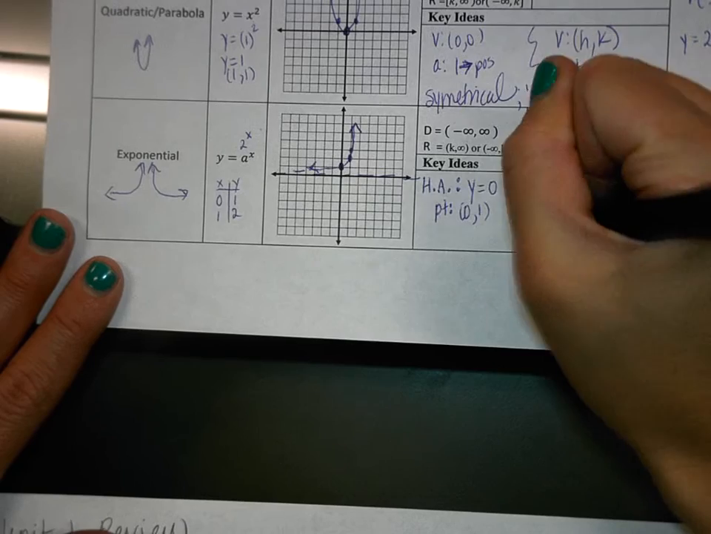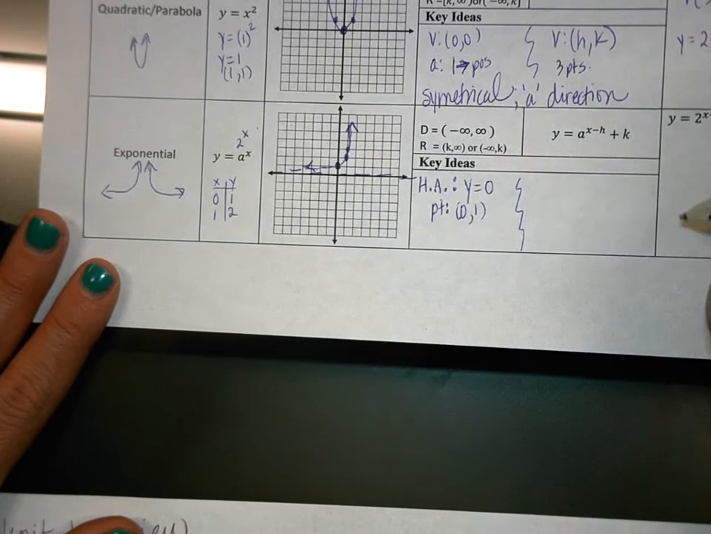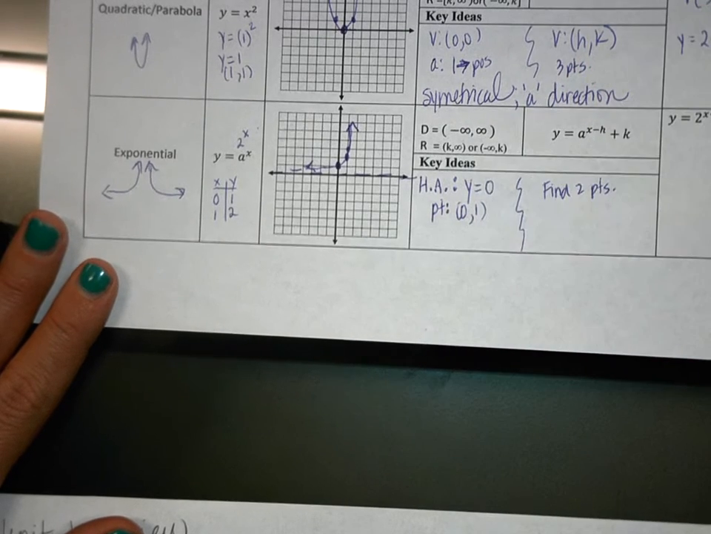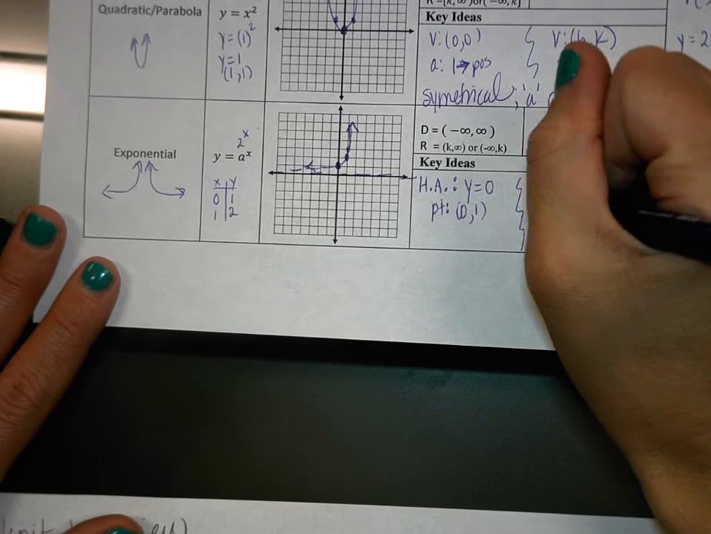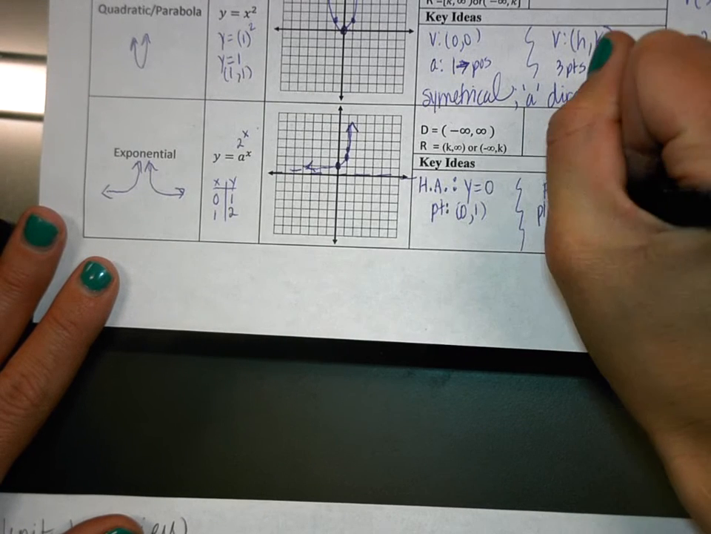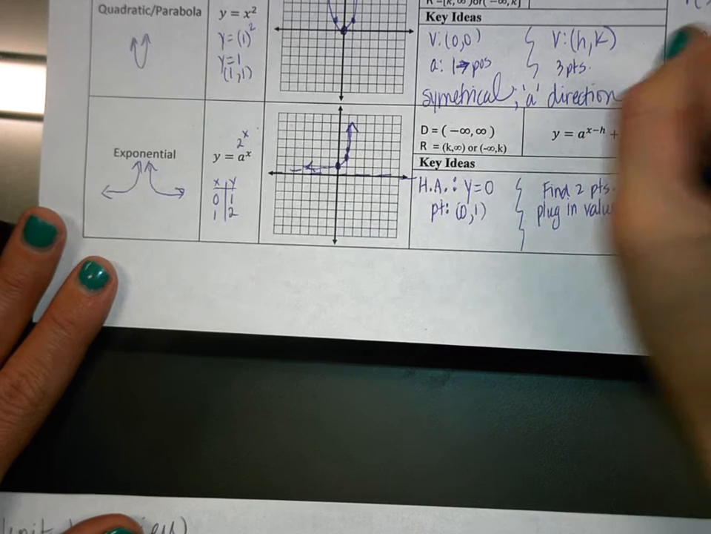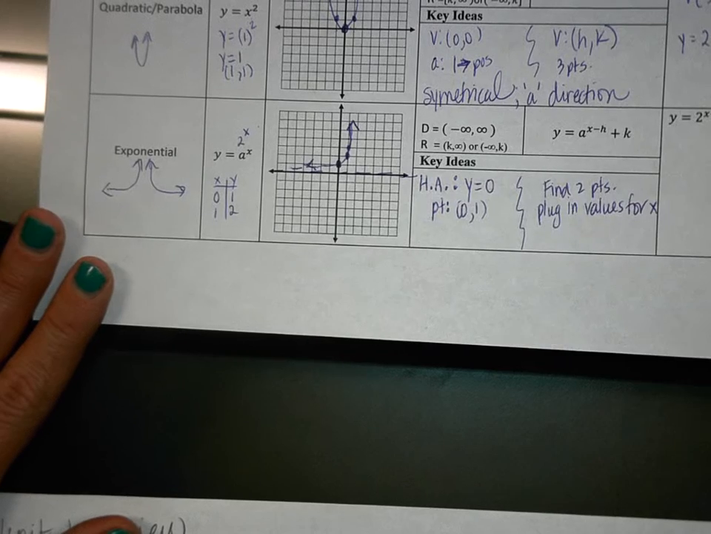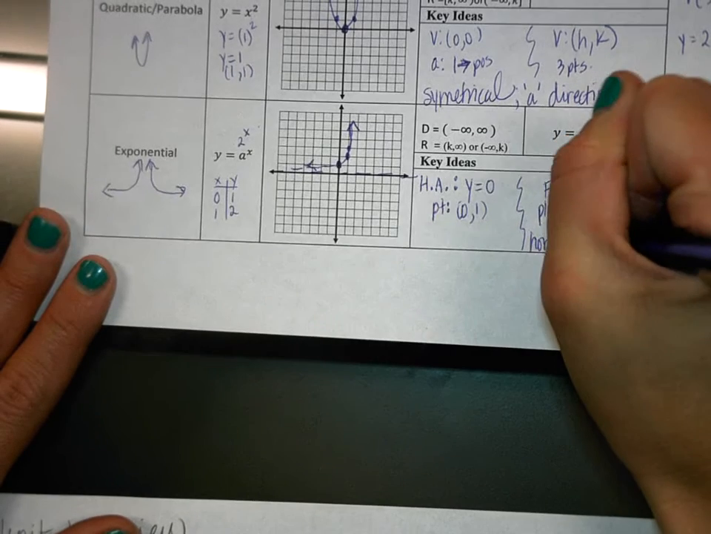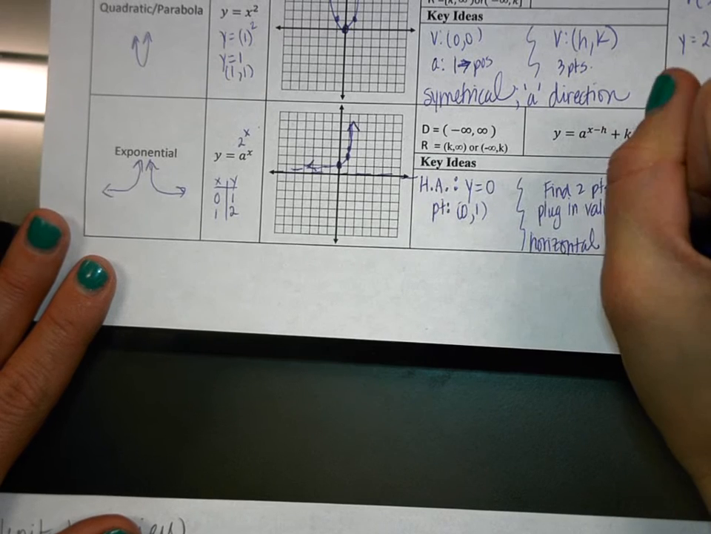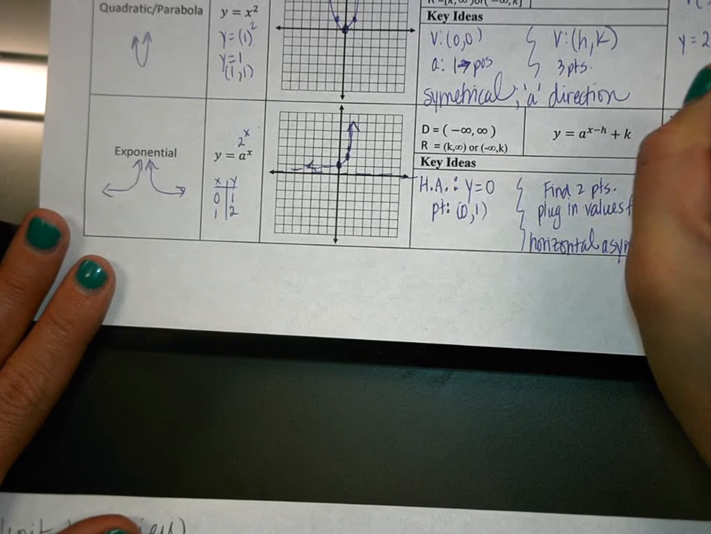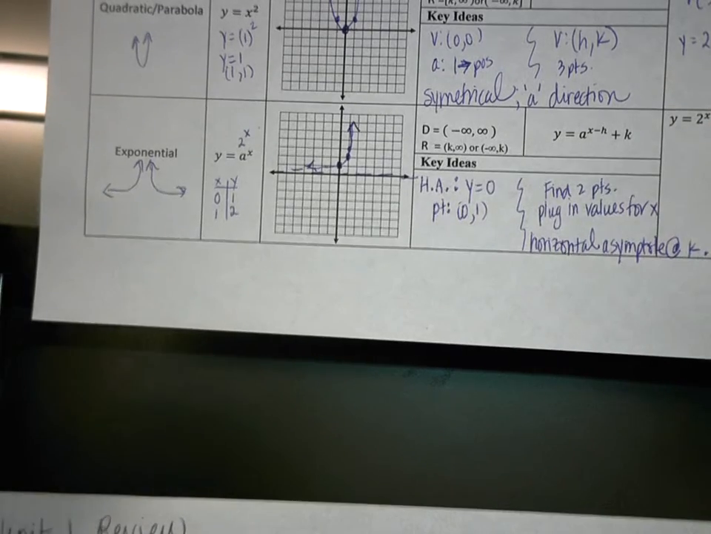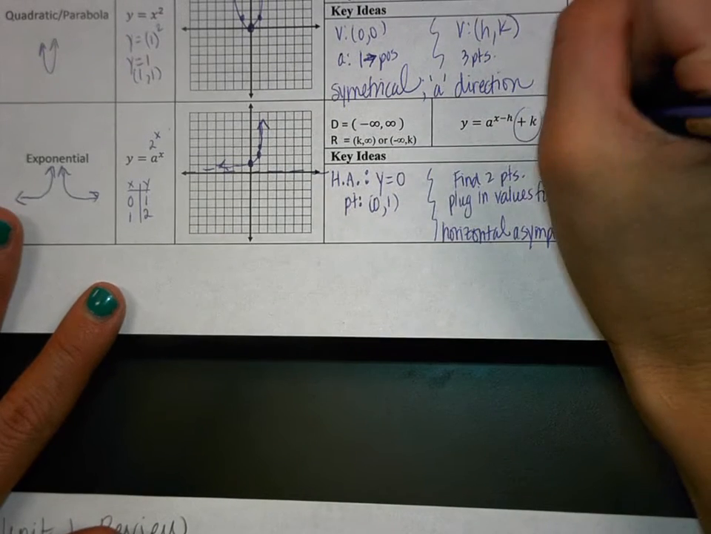Again, we need to find 2 points. You want to just plug in values for x in order to find your points, and you have a horizontal asymptote at your k value. And notice that your k value is the part that's being added at the end.